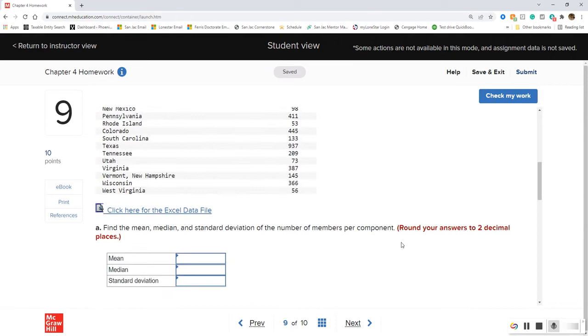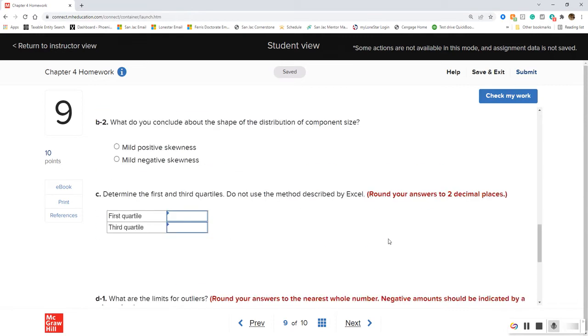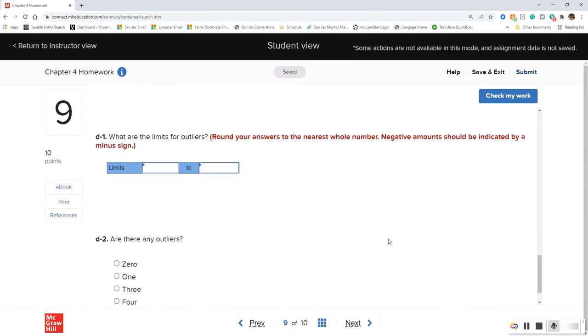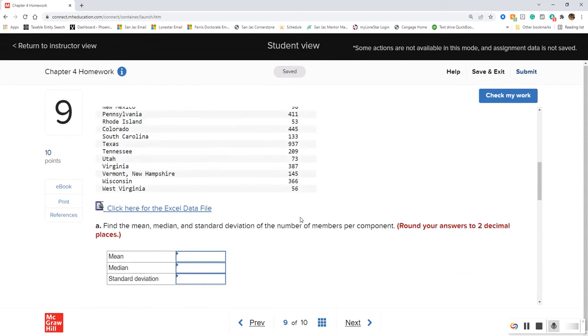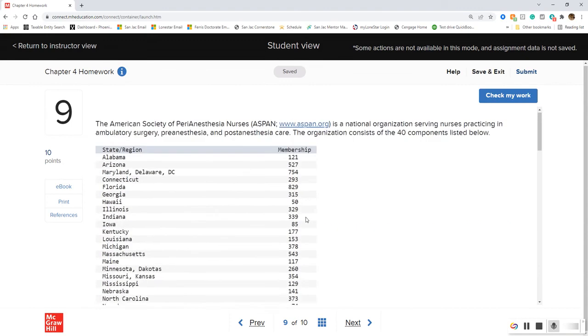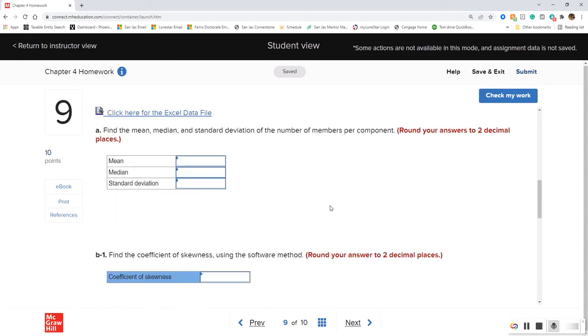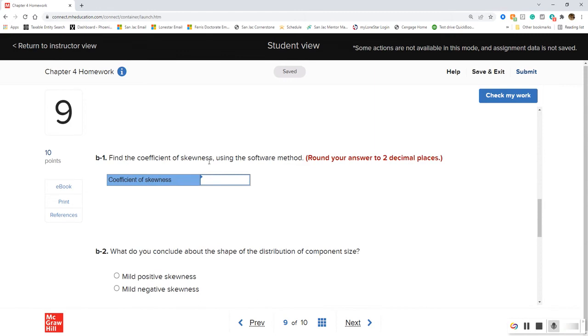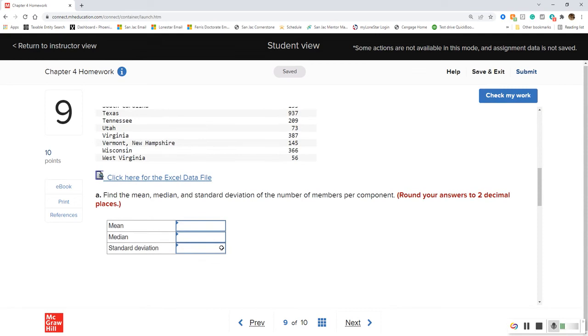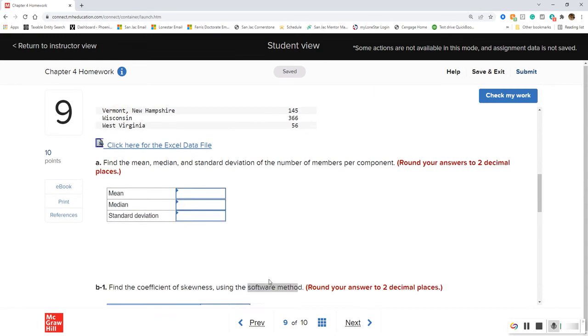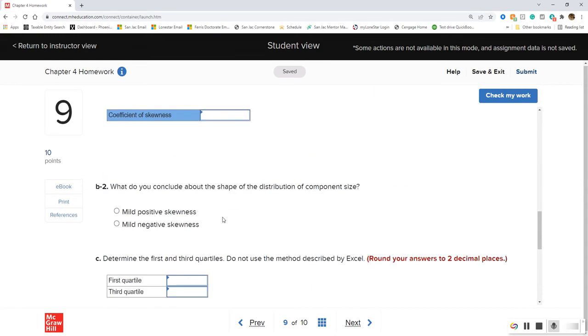This looks big. Alright. So question 9 has a lot of stuff that we've already done, even though it looks big. We have our coefficient of skewness using the software method, so be careful of that. That was the one where we had the cubed. We have all of this information, mean, median, standard deviation, which we have done. So I ask you, what's the skewness?